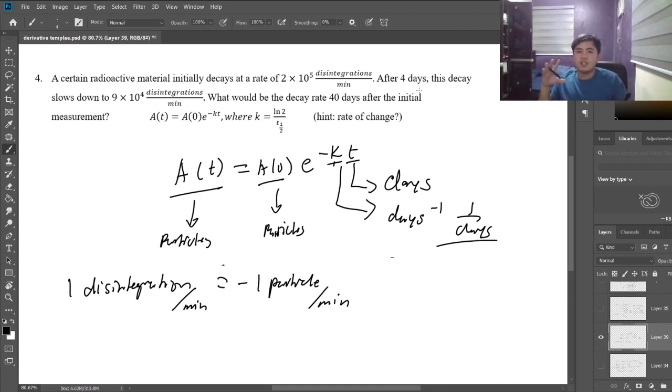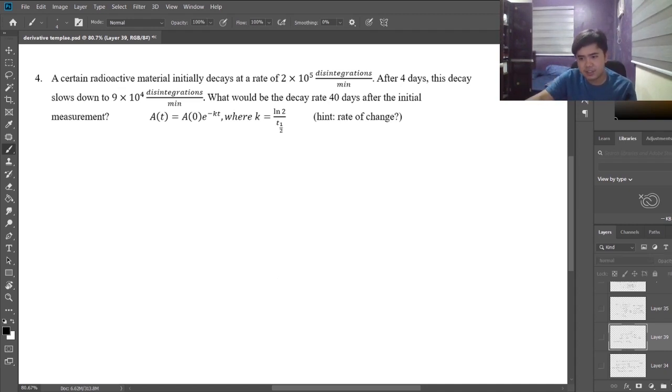So how do we transform from particles to particles per minute? What process can we do? There's a hint here: rate of change. Disintegrations per minute is the rate of change. And when I hear rate of change as a mathematician, wow, I hear derivatives. So let's try finding the derivative of this function. A prime of t. What is A prime of t? This is going to be the derivative of A with respect to t.